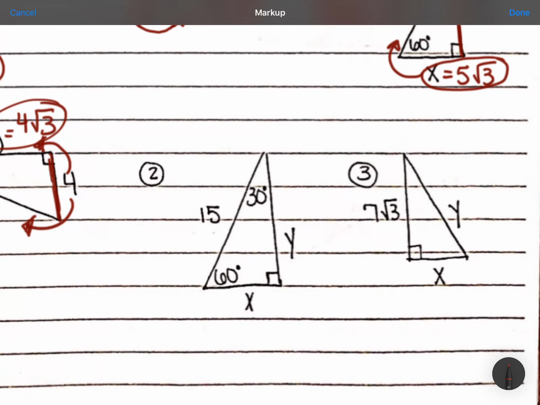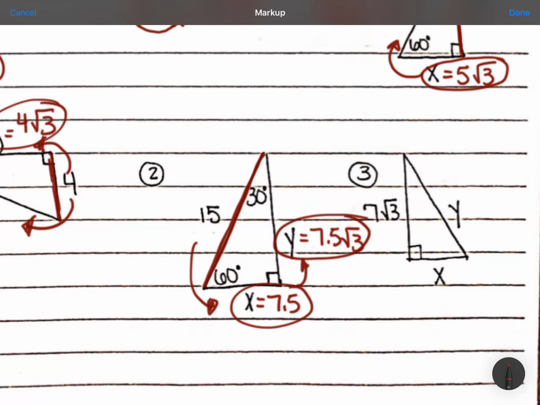Fantastic. Number 2, they've given us the hypotenuse. So to go from hypotenuse to short leg, I would take half of 15. Half of 15 is 7.5. To go from my short leg to my long leg, I simply multiply that by radical 3. So y is 7.5 radical 3.